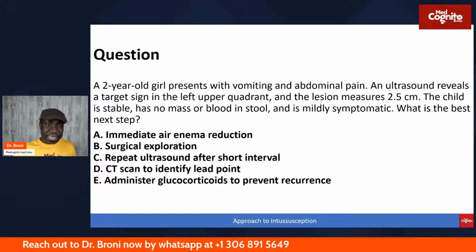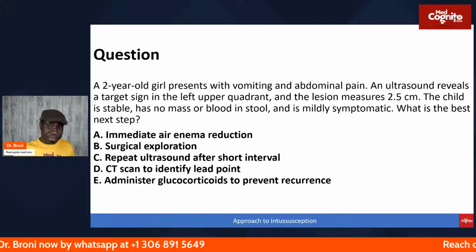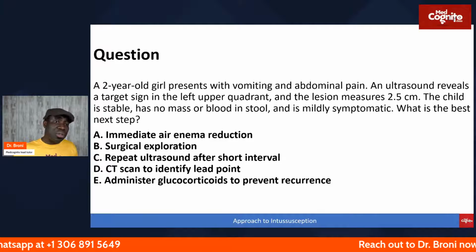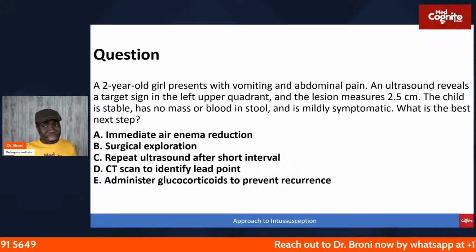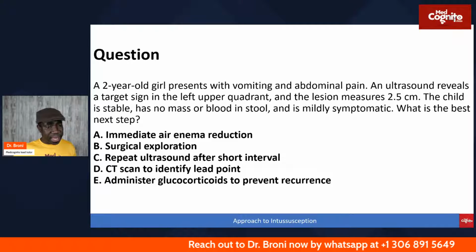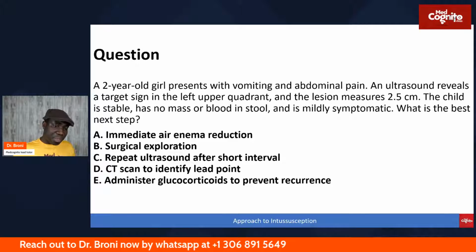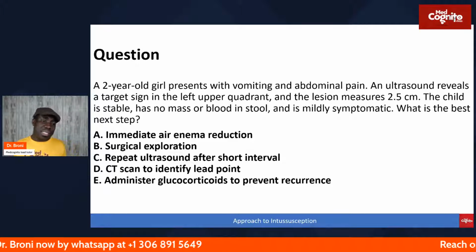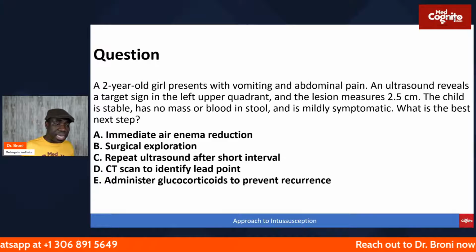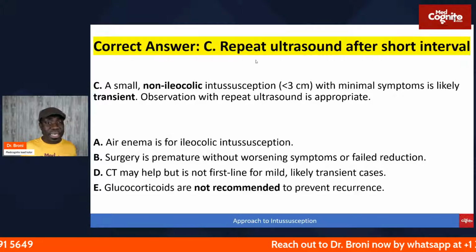Ultrasound reveals a target sign in the left upper quadrant and the lesion measures 2.5 centimeters. The child is stable, has no mass or blood in the stool, and is mildly symptomatic. What's the next step? A. Immediate air reduction. B. Surgical exploration. C. Repeat ultrasound after short interval. D. CT scan to identify the lead point. And E. Administer steroids. And the correct answer is C.